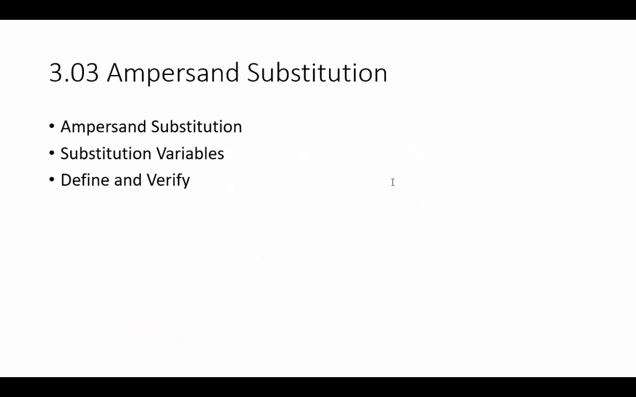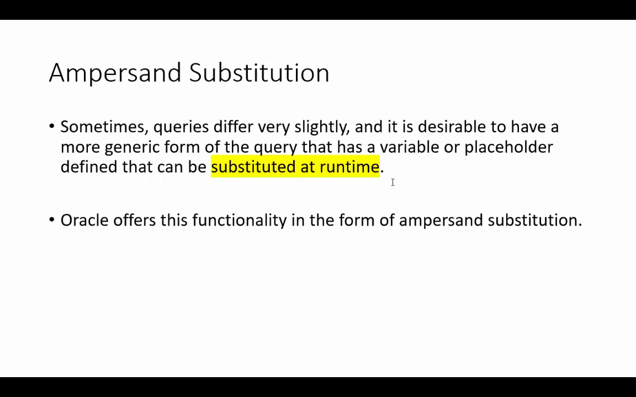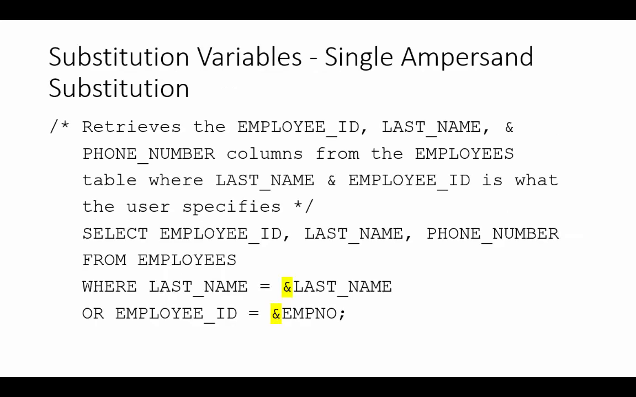Now we come to ampersand substitution. Sometimes queries differ very slightly, and it is desirable to have a more generic form of the query that has a variable or placeholder defined that can be substituted at runtime. Oracle offers this functionality in the form of ampersand substitution. So we come to the first example of ampersand substitution.